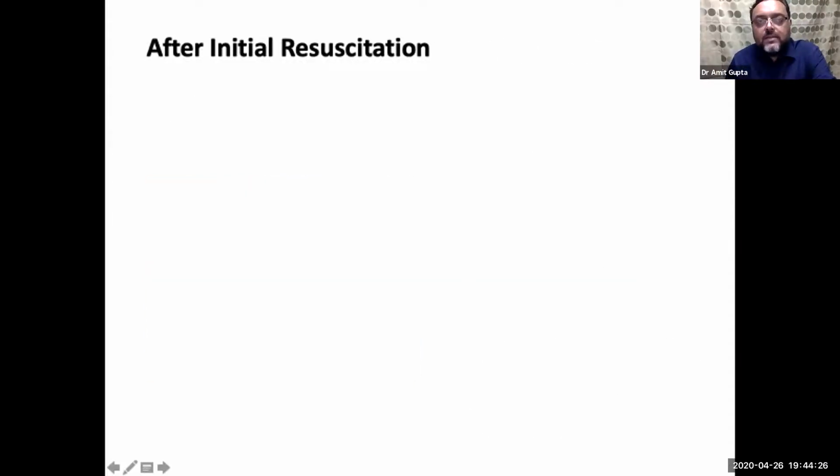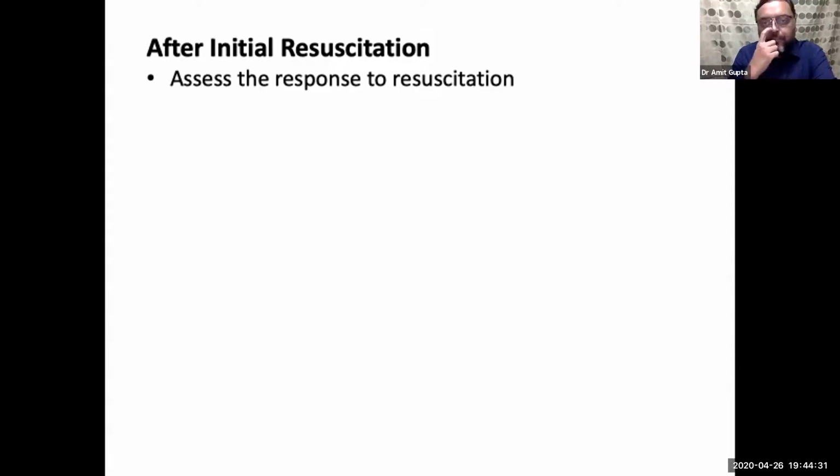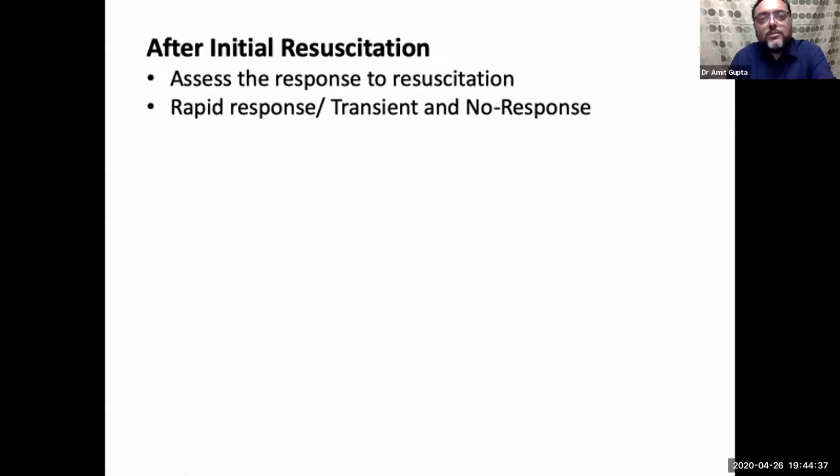After initial resuscitation with crystalloids, blood and blood products, we try to assess the response to resuscitation. As Dr. Puneet said, the patient could be a rapid responder, who responds to your crystalloid challenge, a transient responder, or a non-responder. The problem is with transient responders, because these patients give you sufficient time probably to go for the CT scan and get the imaging done for the secondary survey, but they do not give you much chance after that.